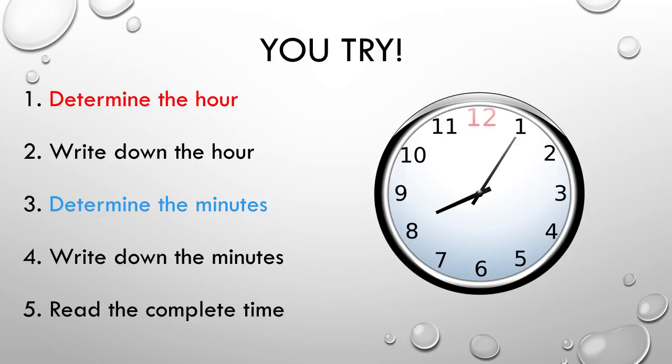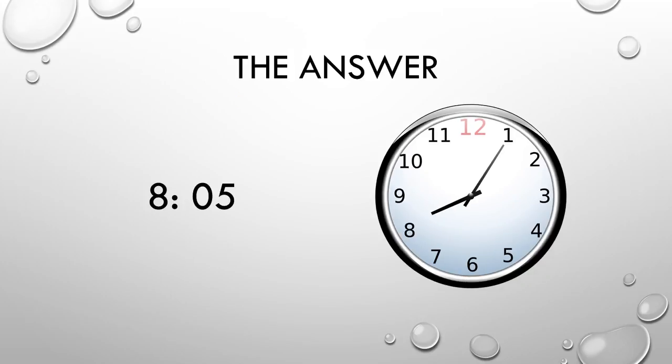Now that we have completed the steps for telling time to the nearest minute on an analog clock, I want you to try telling the time shown on this clock. Remember to follow the steps. This analog clock shows the time 8:05. The hour hand is just past the 8, and the minute hand is pointing directly at the 1, which represents 5 minutes.